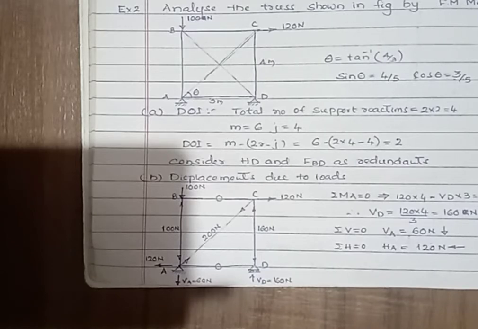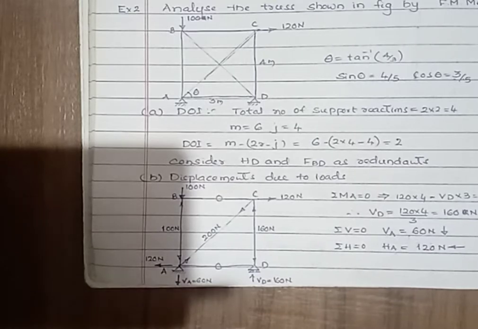The number of members M equals 6, number of joints J equals 4. Therefore, the degree of redundancy or degree of indeterminacy is given by M minus the bracket 2J minus the number of unknowns. Substituting the values, 6 minus the bracket 2 into 4 minus 4 unknowns, that equals 6 minus, 2 into 4 is 8 minus 4, that is 4. 6 minus 4, that is 2.